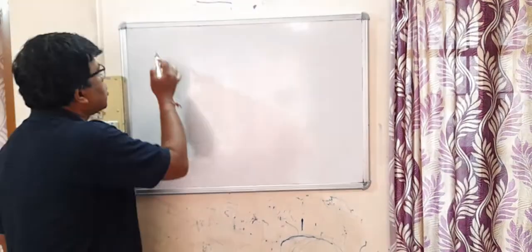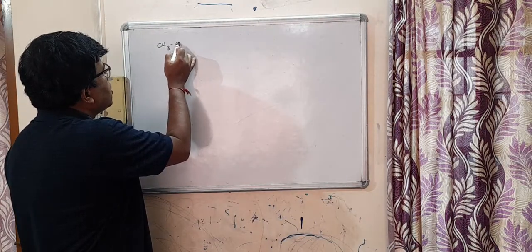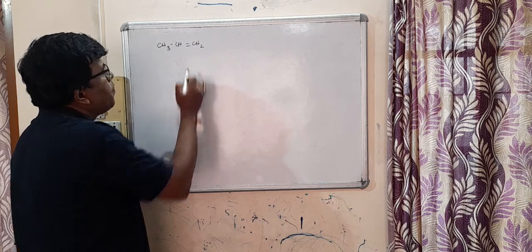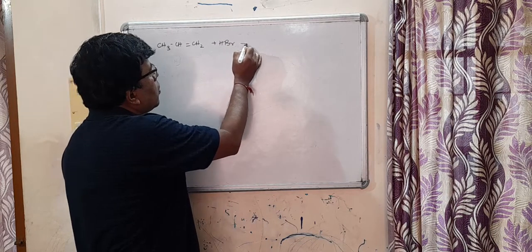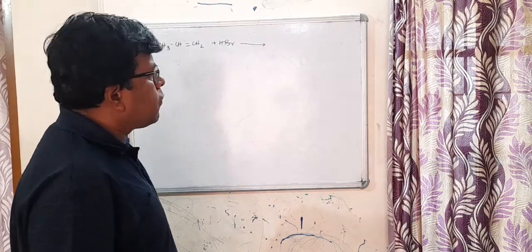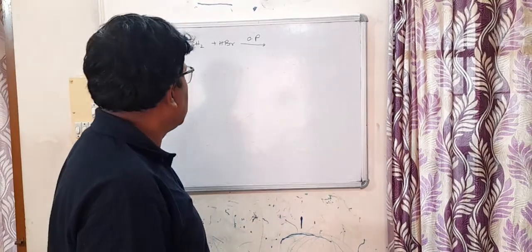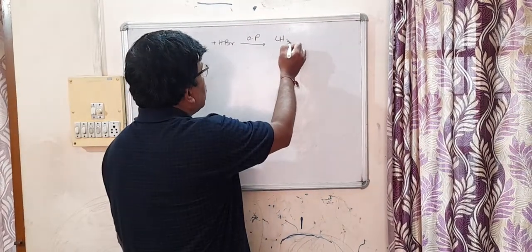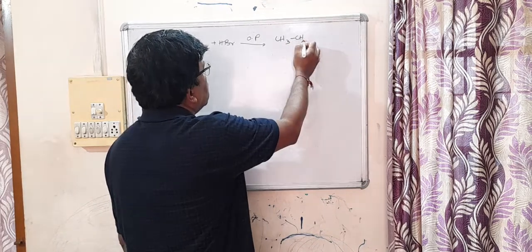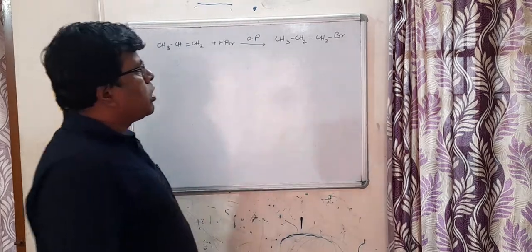So this reaction that we have to discuss is CH3CH double bond CH2, an unsymmetrical alkene, suppose with HBr, and if organic peroxide, I am writing in short OP, is present, then we get the product opposite of Markovnikov's rule.